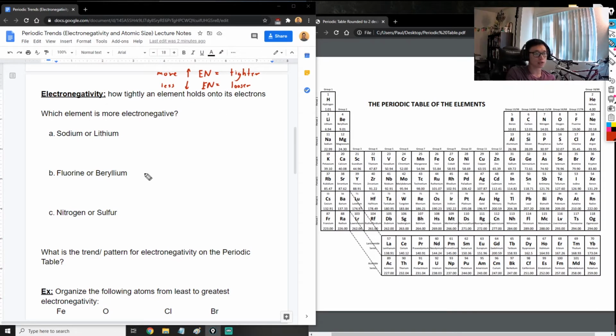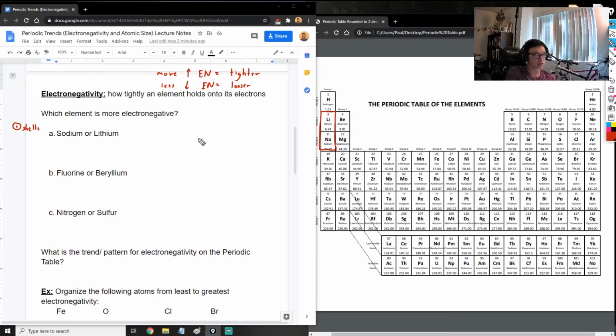So the way that we determine this is we just go through a process. The first thing that we look at is how many shells there are. Okay, so let's do this example. We're going to figure out which one is more electronegative, sodium or lithium. Okay, and the first thing we want to look at are the shells. So let's look at sodium and lithium, which are right here. Now let's just figure out how many shells they have.